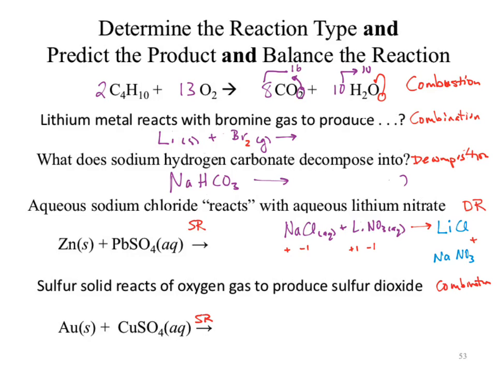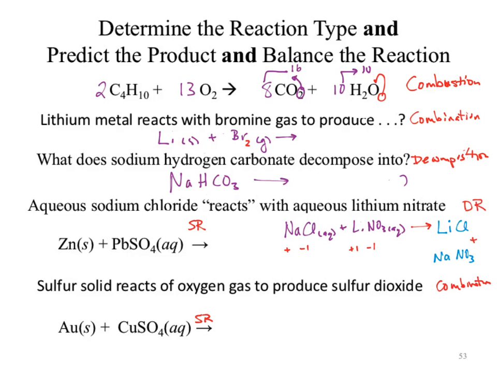If you take a look at the practice exam, there is a question with I think 5 or 6 different things saying, tell me what reaction it is. Lithium metal reacts with bromine gas to produce, question mark. You've got enough information to tell me it's a combination. So I would expect you to tell me combination. I don't expect you to do anything else with it.